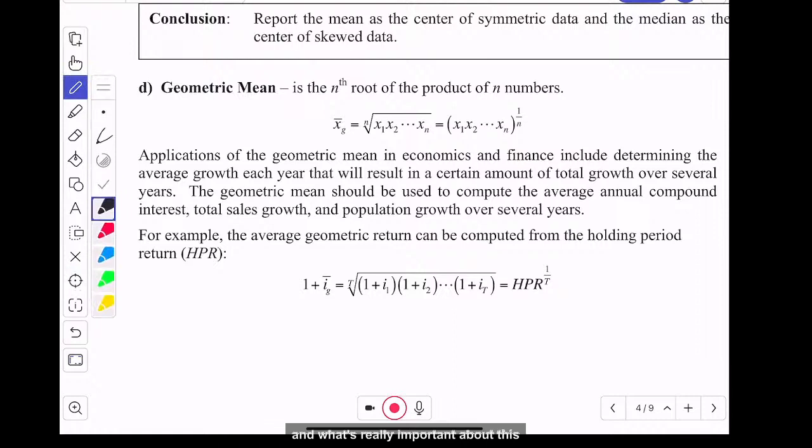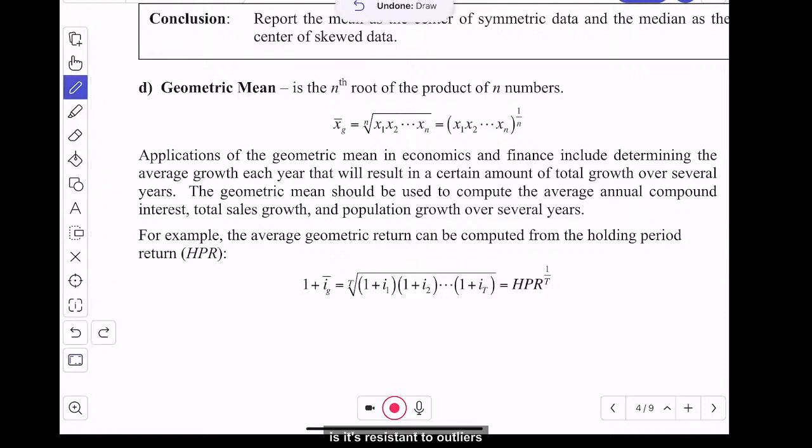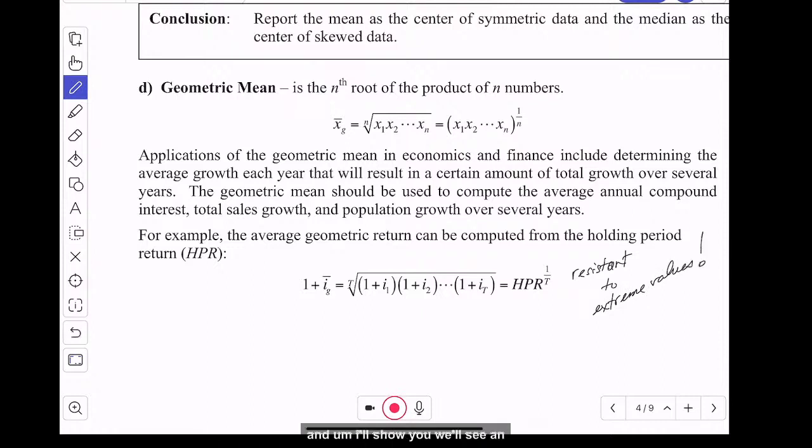What's really important about this way of measuring the average is that it's resistant to outliers. It's resistant to extreme values. It's like a median in that way. And we'll see an example of that next week.